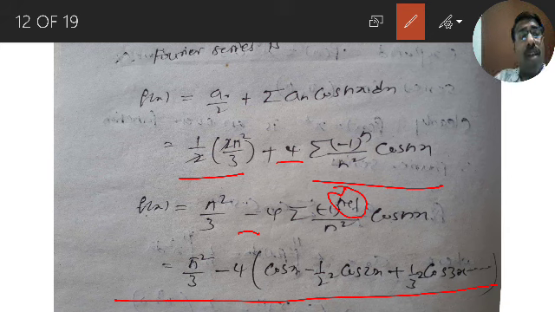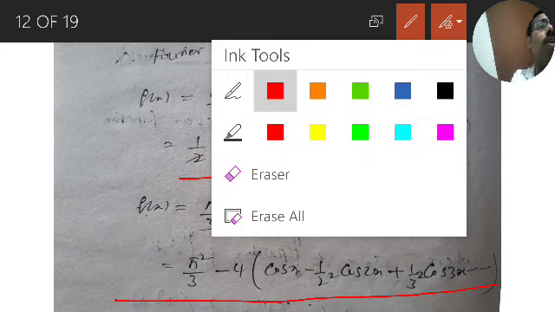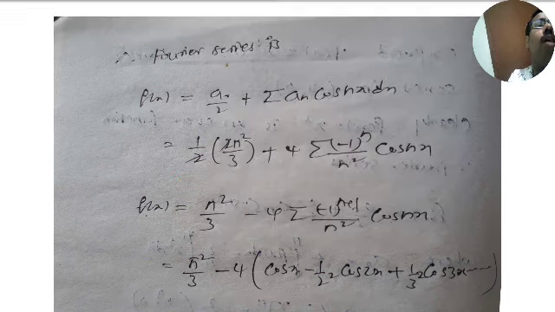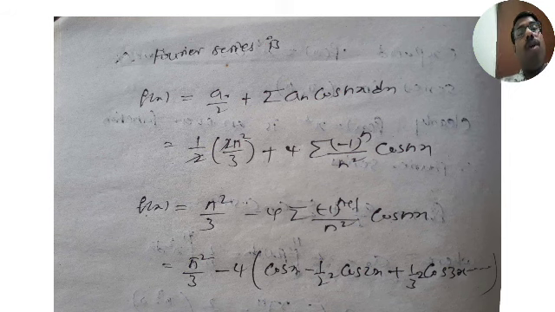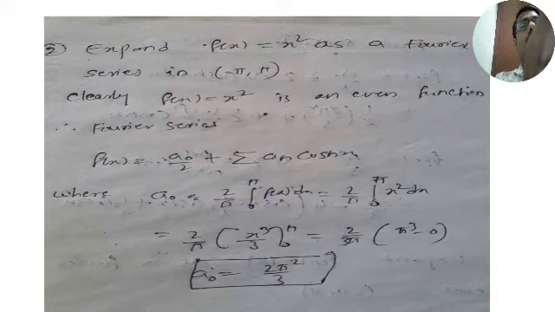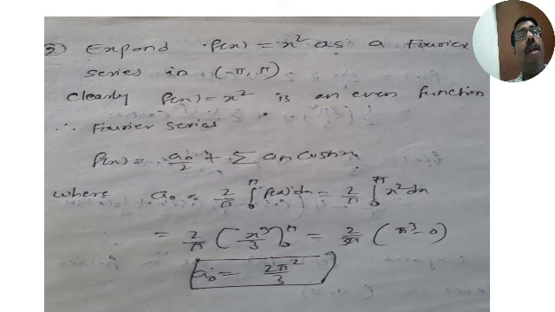So this is a Fourier series for an even function f of x equal to x square in the interval minus pi to pi. Many times repeated question for 5 marks. The point to be noted is all the questions we are covering are previous questions for 5 marks. So what is this? This is a question: expand f of x equal to x square as a Fourier series in the interval minus pi to pi.